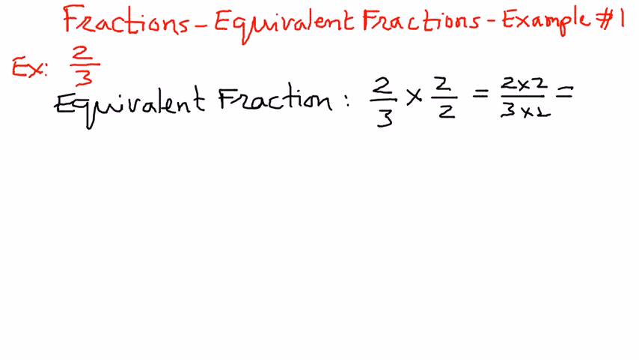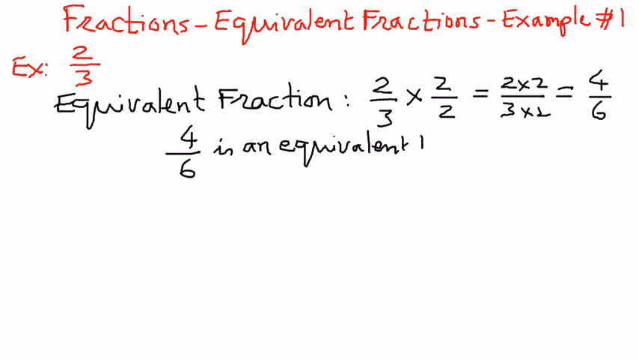2 times 2 is 4, that is in the numerator. 3 times 2 is 6. So therefore 4/6 is an equivalent fraction of 2/3. We then come back and say 4/6 is an equivalent fraction of the original fraction, which is 2/3.